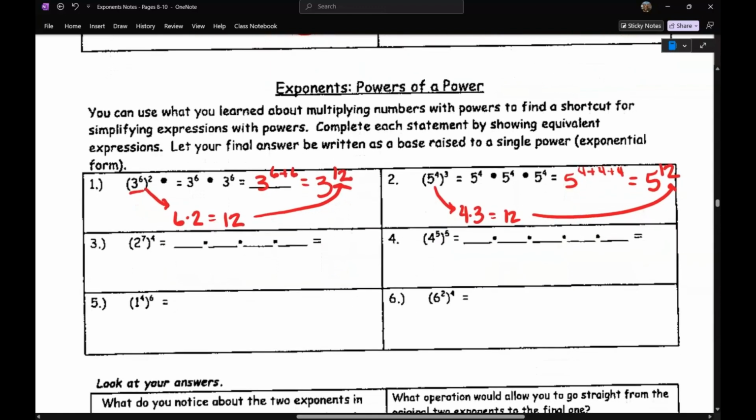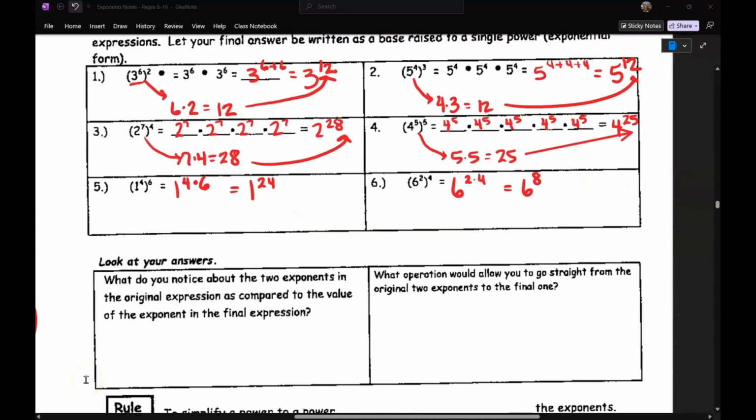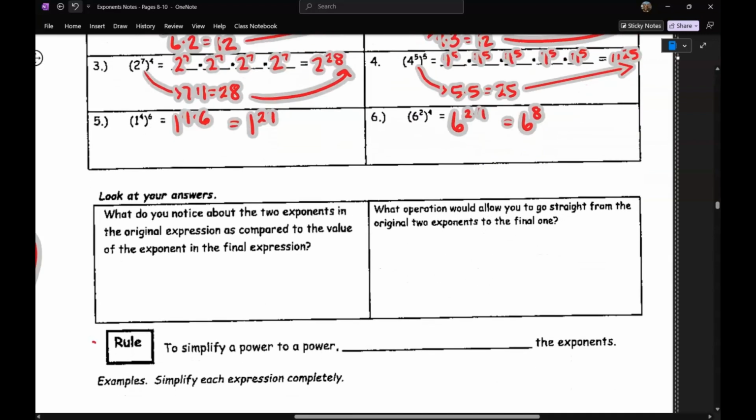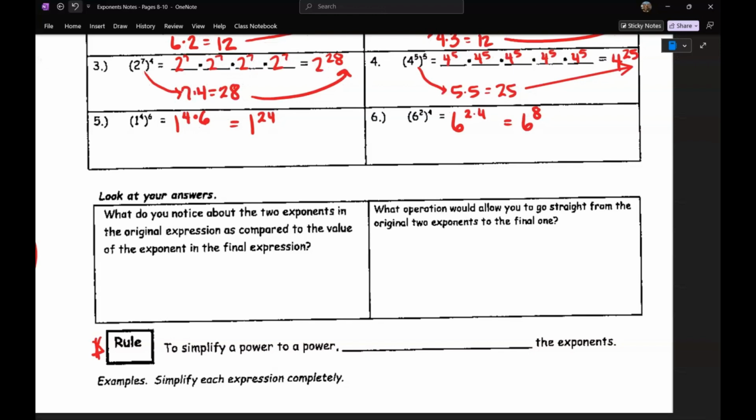All right, I want you to pause, try those last 4 in this section, and then check your work. Number 3 should have 2 to the 28th. Number 4 should be 4 to the 25th. 5 is 1 to the 24th, and 6 is 6 to the 8th. So I'm going to jump down to our rule down here. To simplify a power to a power, so one base with two exponents, we know we are going to multiply.